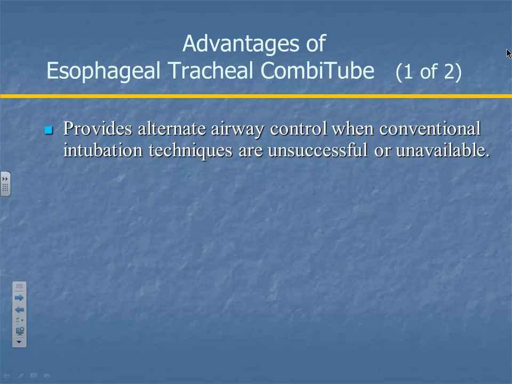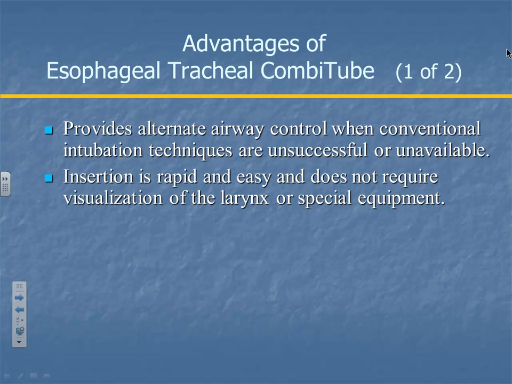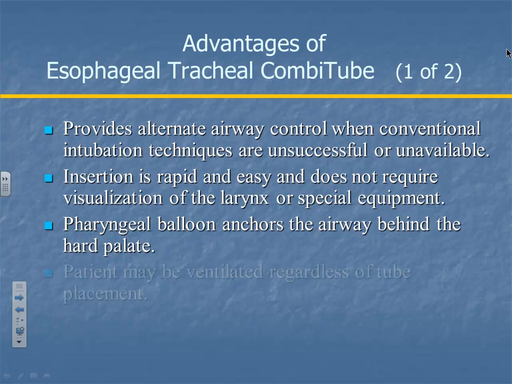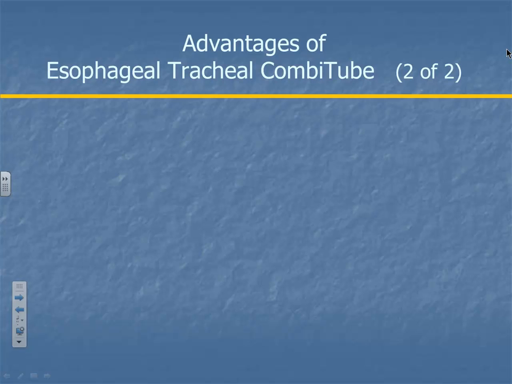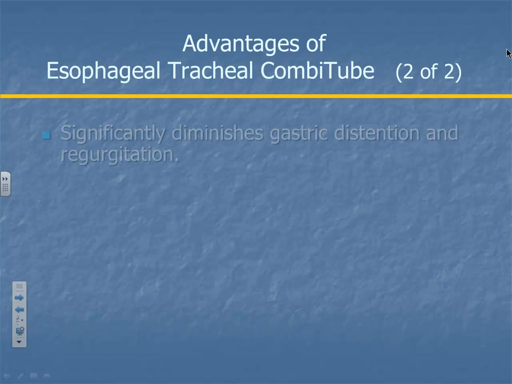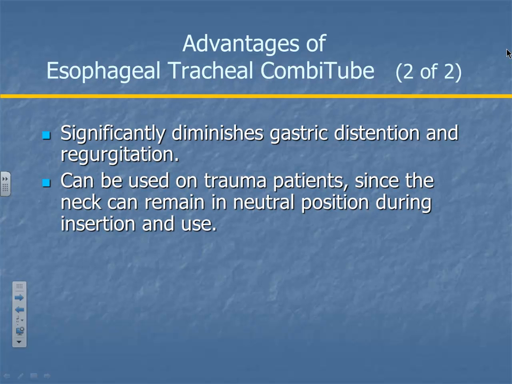Advantages of the combi tube, it's an alternative to you. If you can't get the oral intubation, then you have this as an opportunity or a choice for you. It's very quick, it's easy. This is almost a no-brainer unless you ventilate the wrong tube. You can always ventilate your patient regardless of the placement. It does diminish gastric distension and regurgitation, they tell me. You can use this on a trauma patient because you don't have to hyperextend the neck. They're going to maintain that neutral position the whole time.